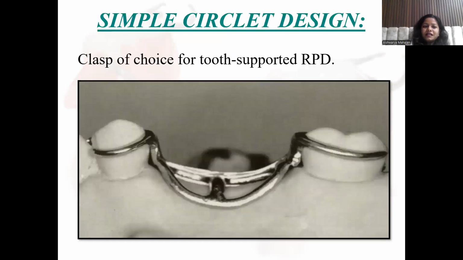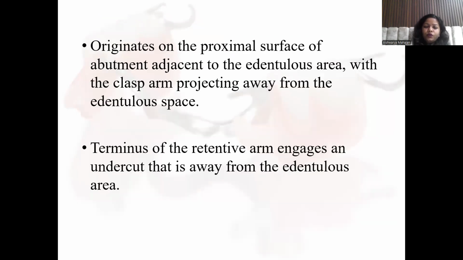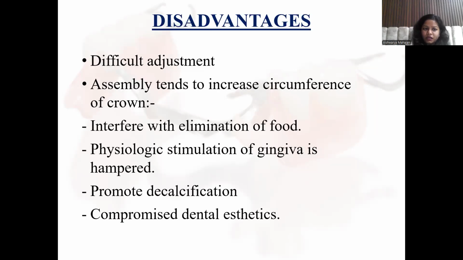Now, starting with the suprabulge clasp, the first clasp that we'll discuss is the simple circlet design. The clasp of choice for tooth-supported removable partial denture. It originates on the proximal surface of the abutment adjacent to the edentulous area, with the clasp arm projecting away from the edentulous space. The terminus of the retentive arm engages an undercut that is away from the edentulous area. The disadvantages are it is difficult to adjust.